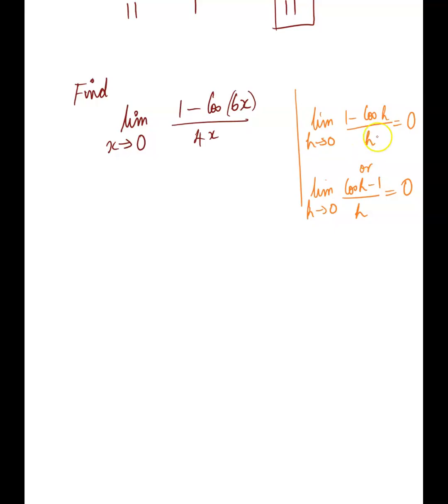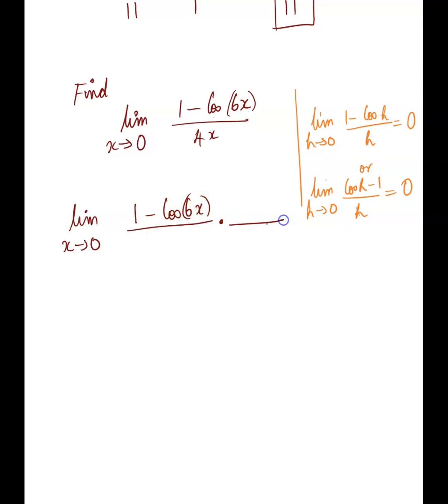Alright, for this again the h's must match, right? The h on the top, h at the bottom, and h in the limit. So we have x as the common variable, so no problem there. Now I have the cosine 6x, I have to match it with a 6x in the bottom. And that again can be achieved if we did a little algebraic manipulation. So 1 minus cosine 6x.